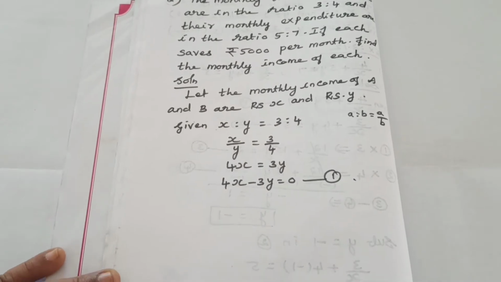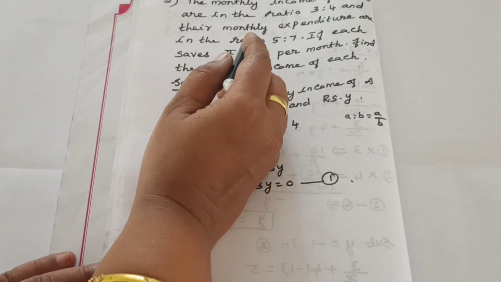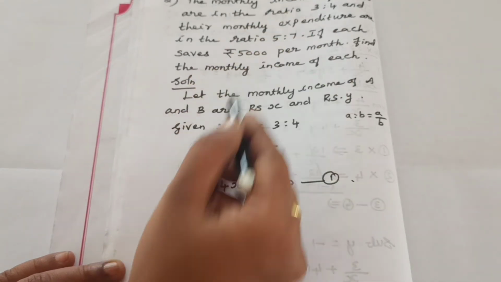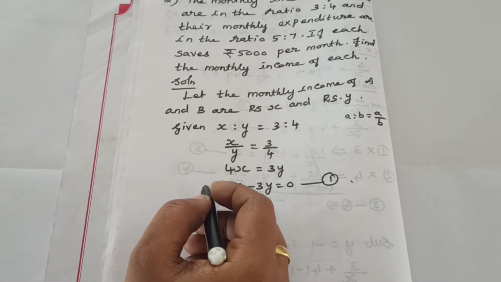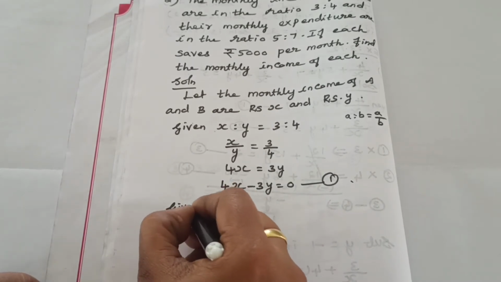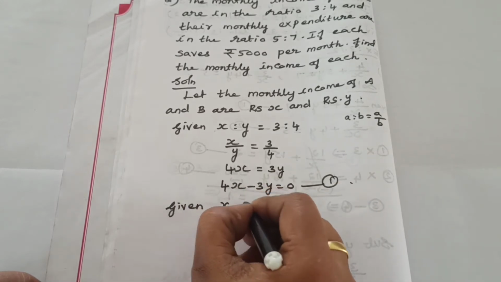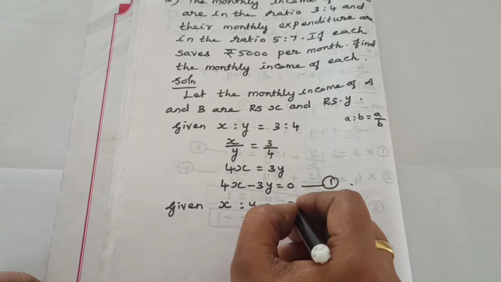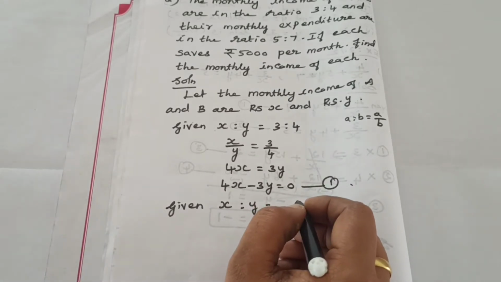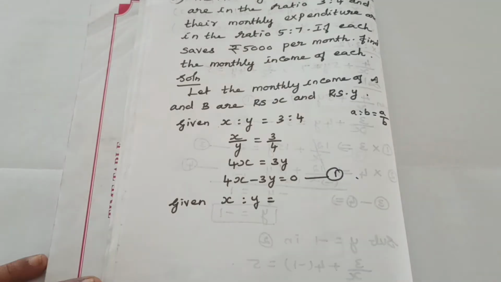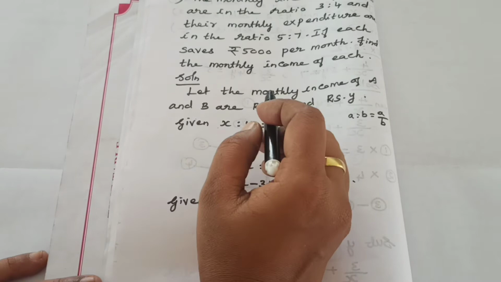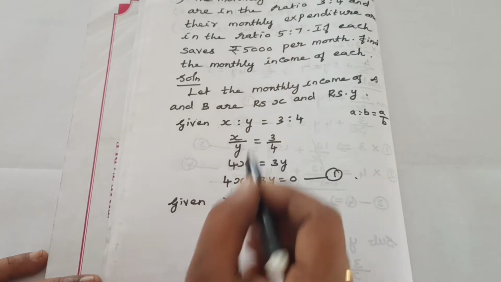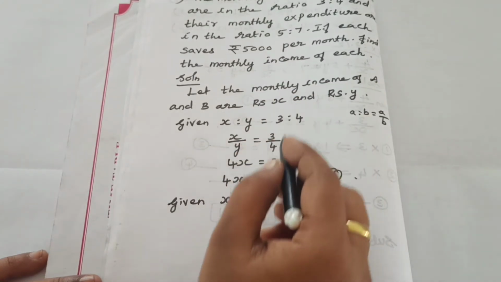Okay, then second condition you take it. Monthly income is this one. Expenditure is what? 5:7. So then again what is given? X is to y is equal to 5:7 is given, isn't it? Then here let the monthly income of A and B, x and y we took, isn't it? X and y value we have to find.